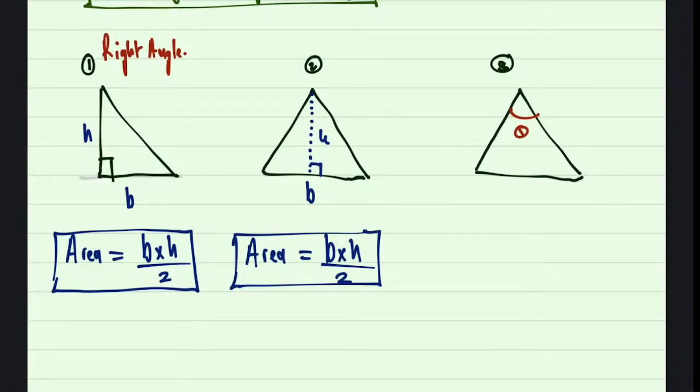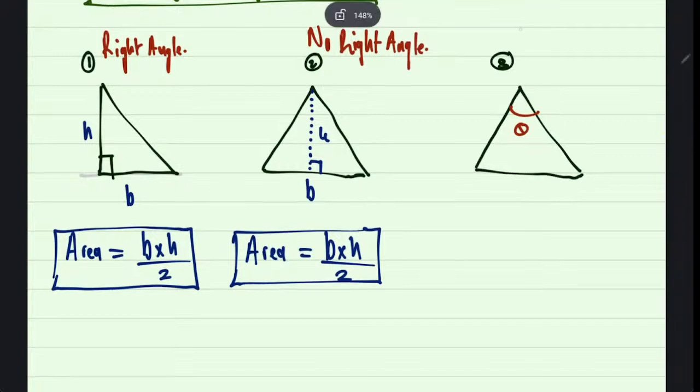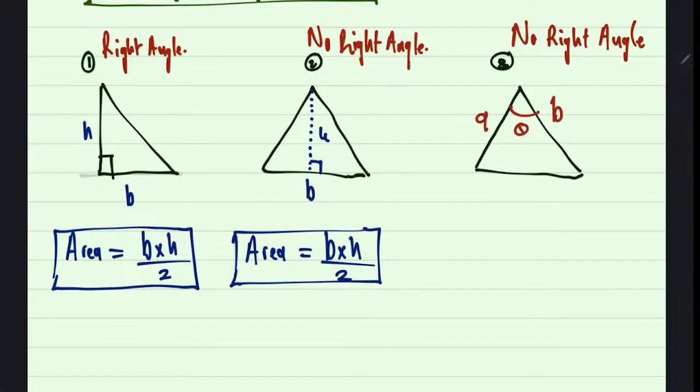Then there's this one with no right angle. There is no right angle, but they have given you the base and they have given you the height. So you just say base times height over 2. Don't forget the over 2. For the third one, there is again no right angle. Don't try to put a right angle. It's not there. You'll be given this side and theta, and they'll ask you for area.